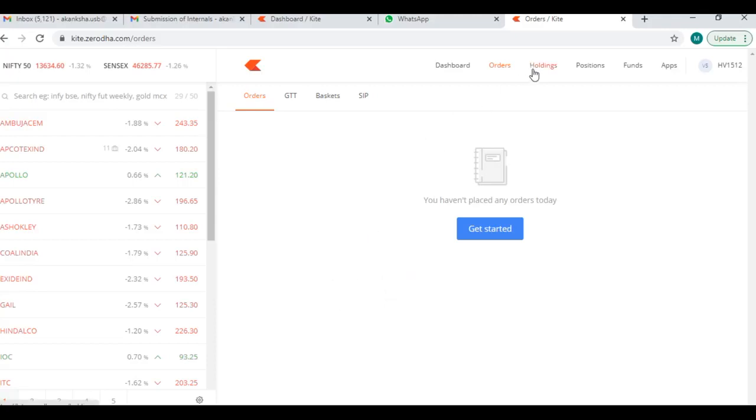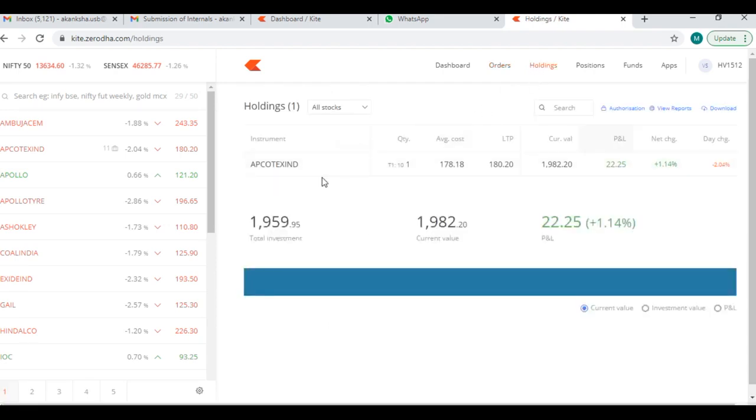The next is holdings. Under holdings, it is showing that I have purchased Epcotex India, and the average cost was 78.18. The last traded price, meaning at which the market closed yesterday, was 180.20, right? And the current value is 1982 rupees. It is showing me the profits and losses generated by me, and the percentage change as well. That means whatever I have invested in that investment, I have earned 1.14%. So this is a brief about how your investment will appear in your holdings.